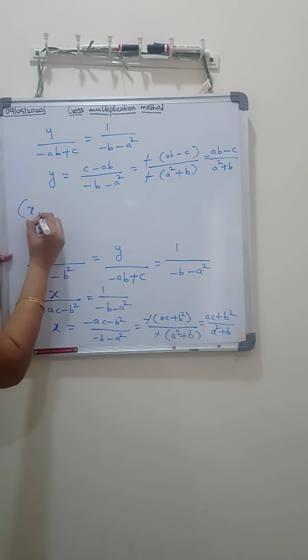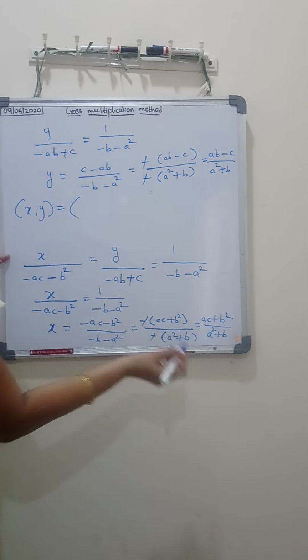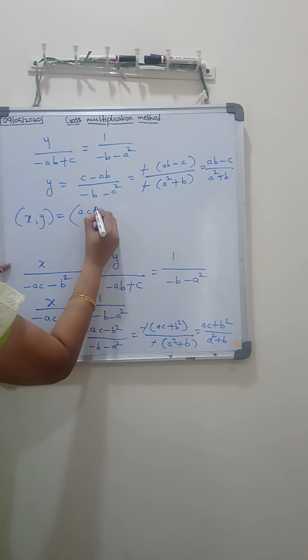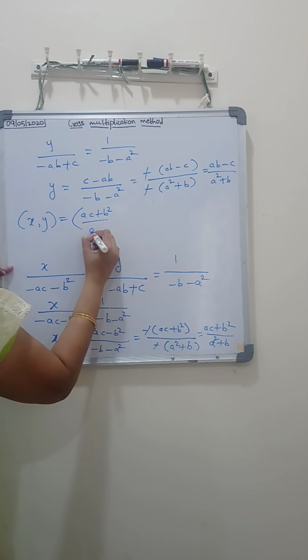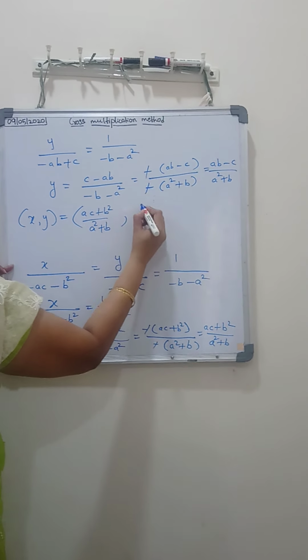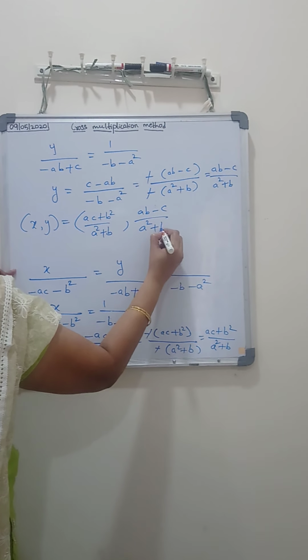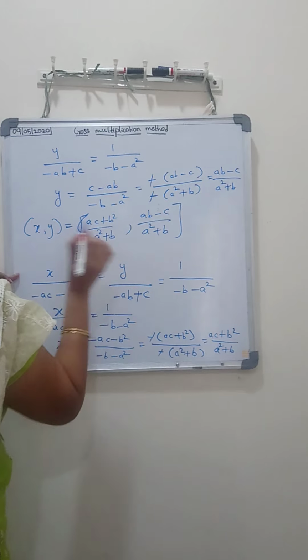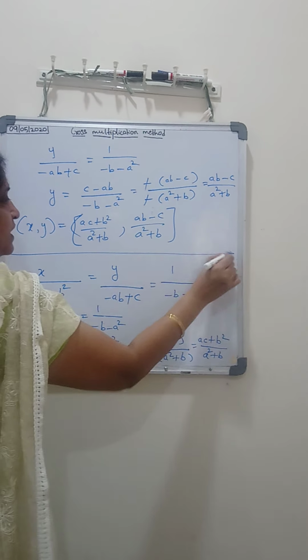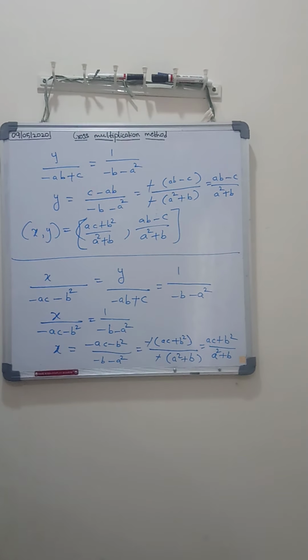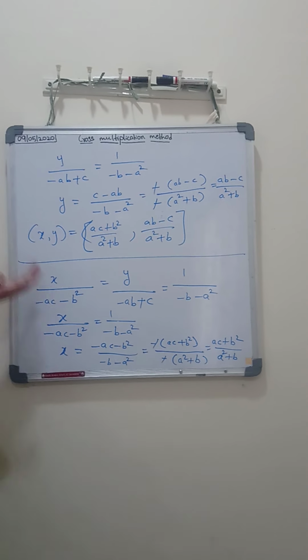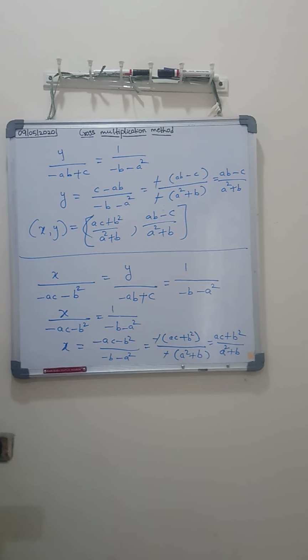So x comma y is equal to, x is what? ac plus b square by a square plus b. Next, ab minus c by a square plus b, children. This is the solution we got for x and y. So in that way you have to solve, children. Here in the second example, the coefficients of x and y are algebraic terms, children.